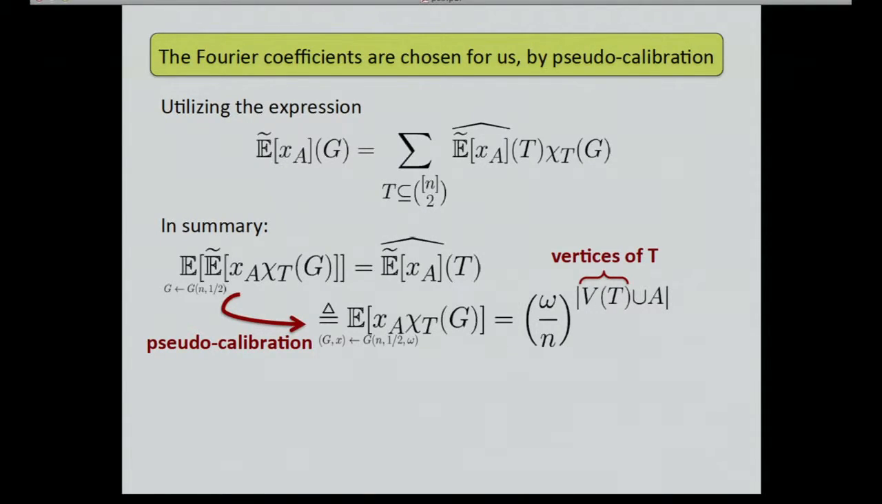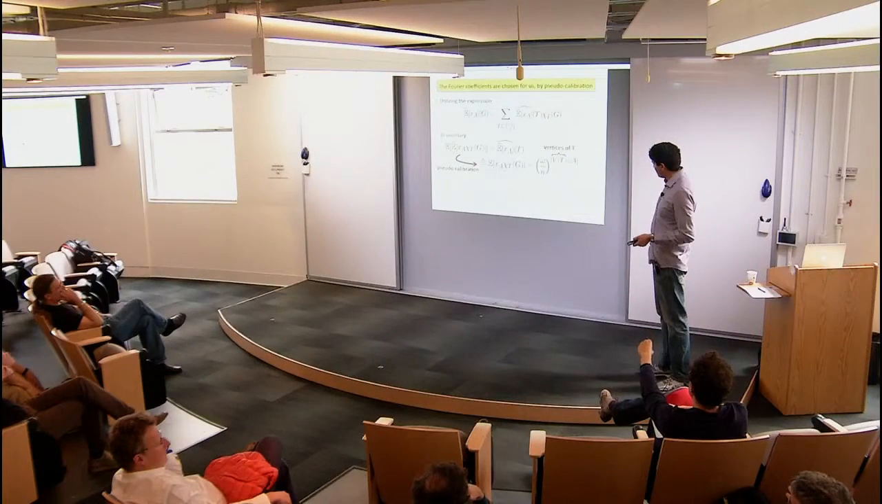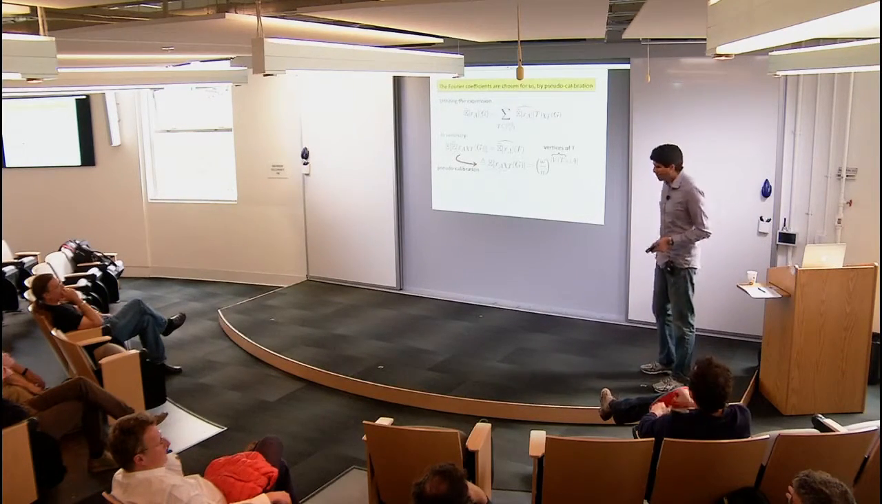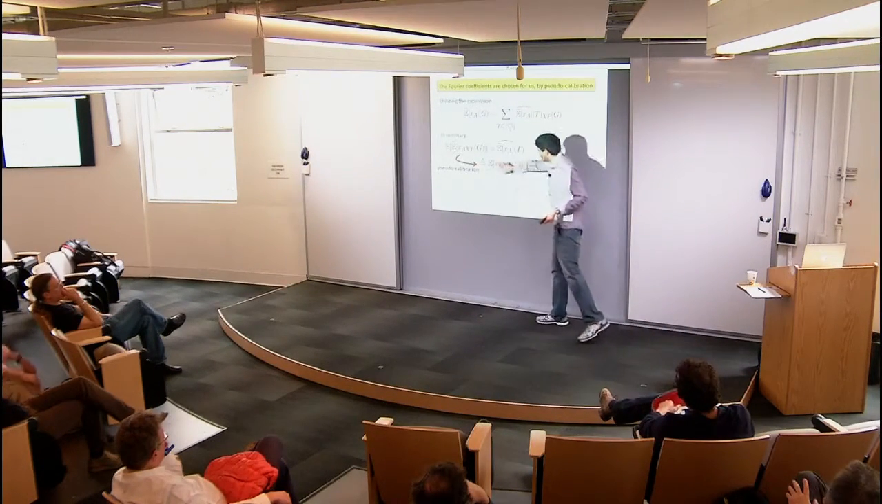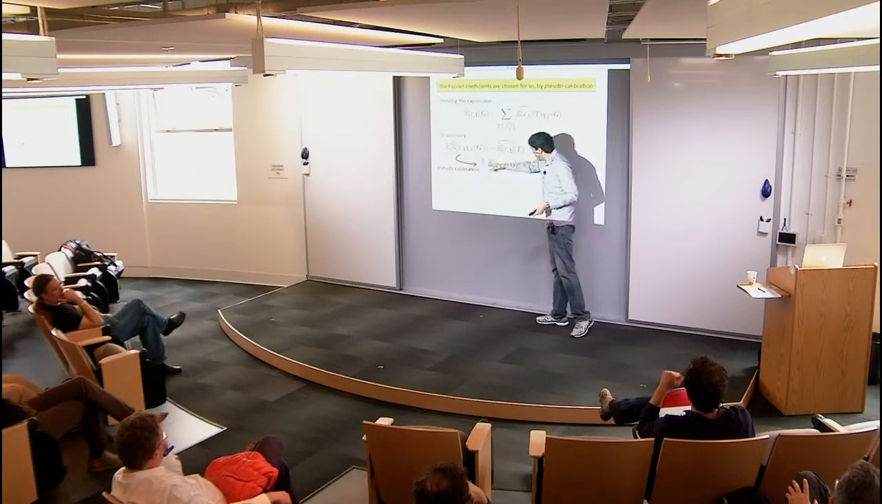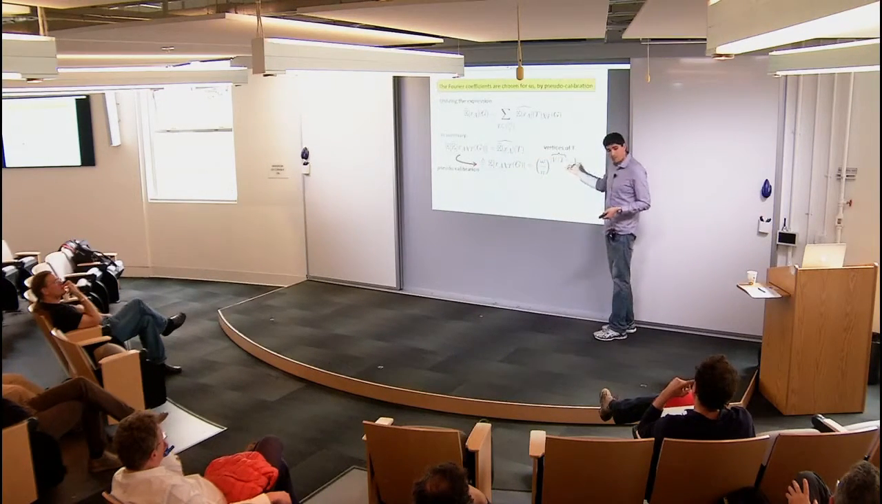In the right-hand side, XA is taken to be the indicator on the clique, right? On the planted clique. Yes, exactly. So all I'm saying is once you have pseudo-calibration, you compute this from the Fourier expression, and you want it to be equal to this, and you can compute exactly what this is. This is what this quantity works out to be.